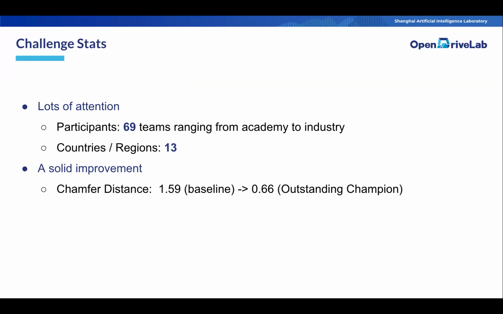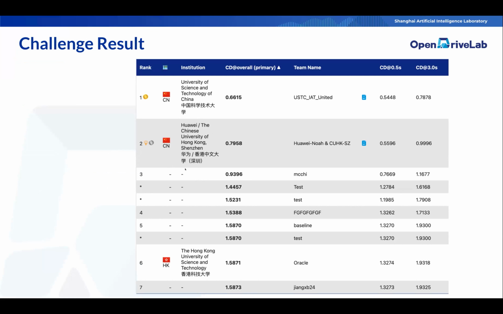So here is a summary of the challenge stats. We received a lot of attention, as this is a new track this year. We have 69 teams from 13 countries, ranging from academia to industry, and we obtained solid improvements compared to the baseline. Congratulations to the first place, a team from the University of Science and Technology of China, and the innovation award goes to a team from Huawei and the Chinese University of Hong Kong, Shenzhen.